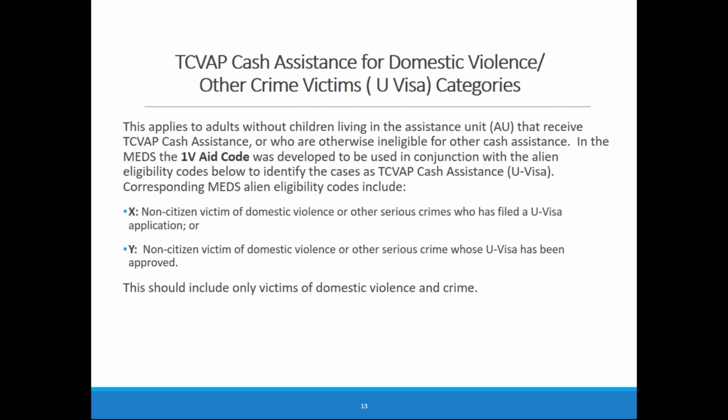The next category is the TCVAP Cash Assistance for Domestic Violence Other Crime Victims D-Visa categories that we're going to be covering. This category applies to adults without children living in the assistance unit or who are otherwise ineligible for other cash assistance. In the MEDS, the 1V aid code was developed to be used in conjunction with the alien eligibility code X or Y to identify these cases. The X eligibility code is to be used for a non-citizen victim of domestic violence or other serious crime who has filed a U visa application. And the Y eligibility code is to be used for a non-citizen victim of domestic violence or other serious crime whose U visa has been approved.